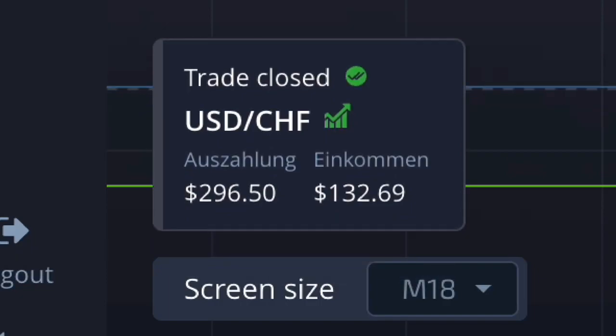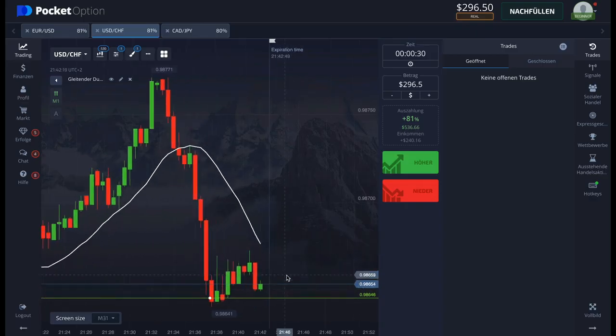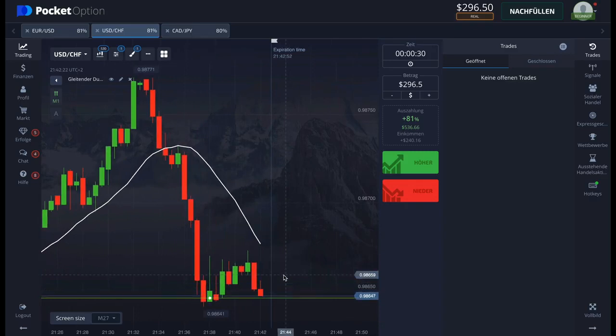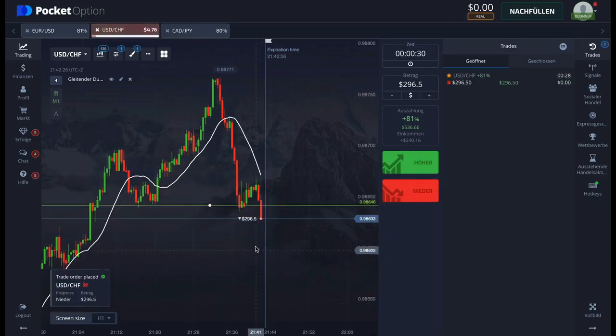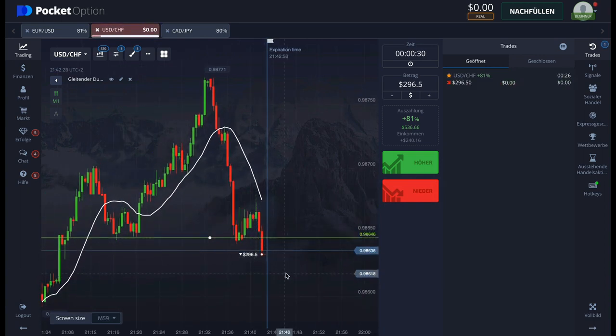Easy profit again this time. Everything going well. The market has suddenly changed direction and broke the support level. So I place a trade quickly to take profit.